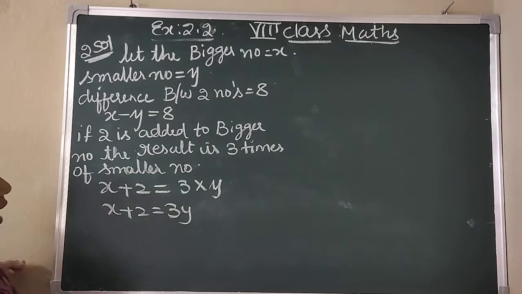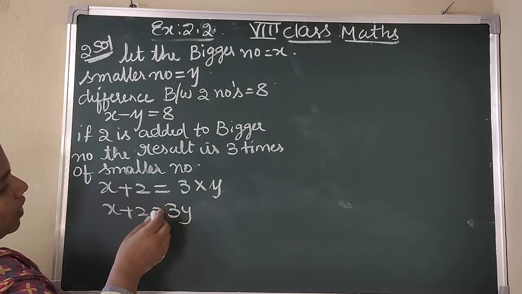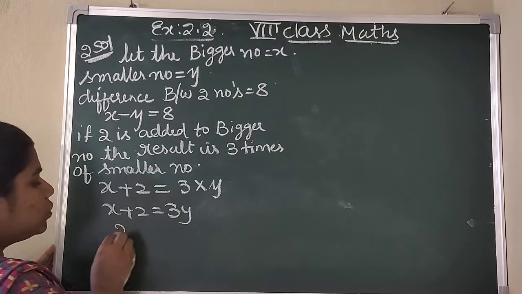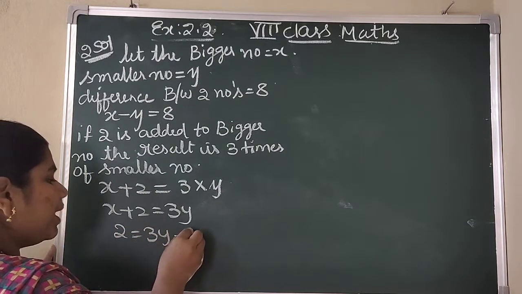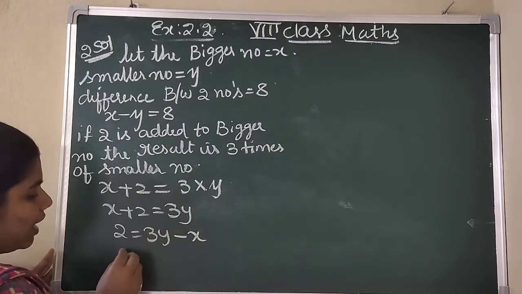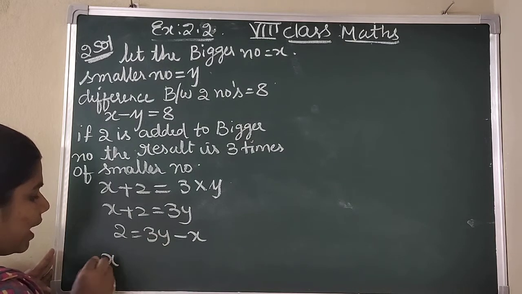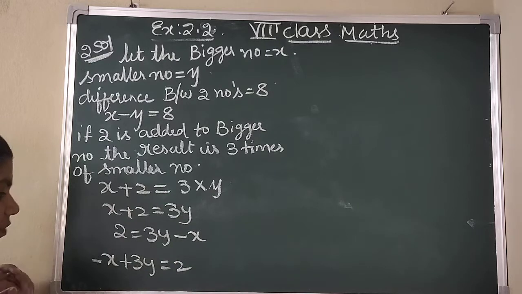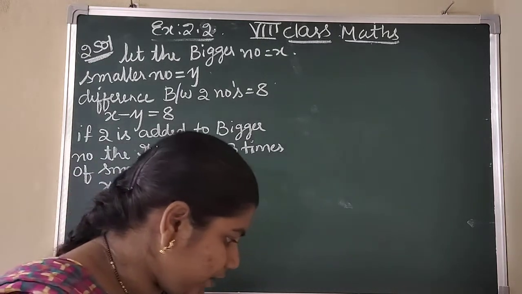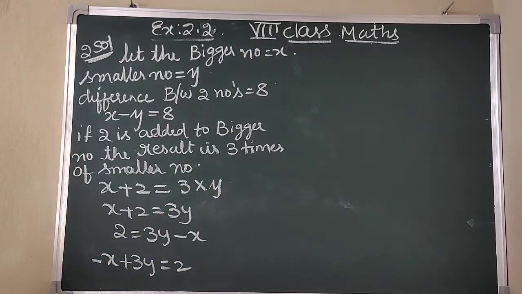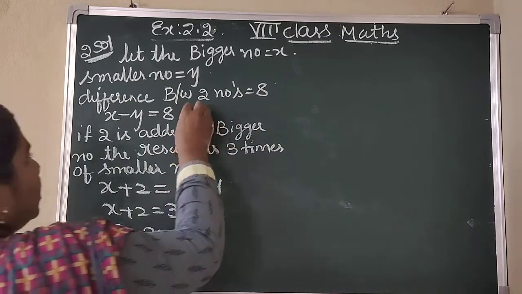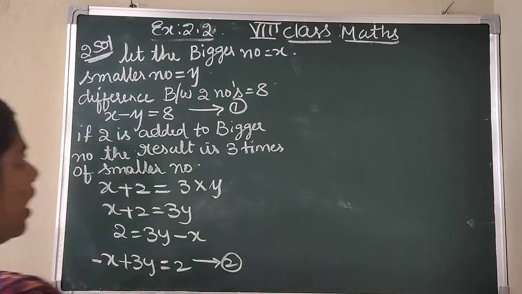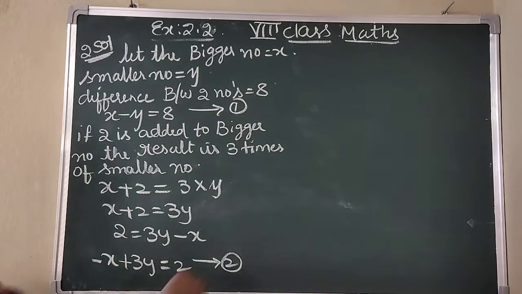Okay. Now I am transposing this x to the other side, so that will become minus. So 2 is equal to 3y minus x. So just shuffle the values. We can write this as minus x plus 3y is equal to 2. So this is equation number 1 and this is equation number 2. So now we have to solve the two equations.